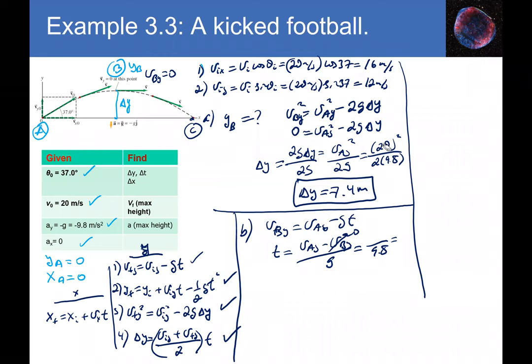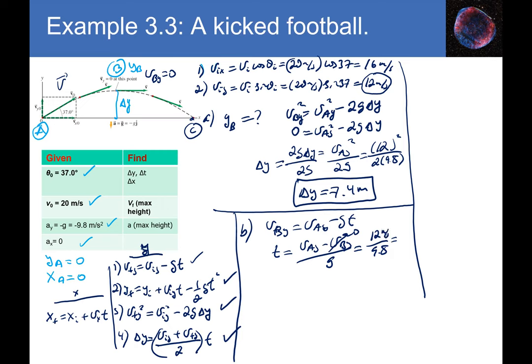I also made a mistake here, I just noticed, because remember, this is vertical velocity, and vertical velocity is 12 meters per second. So I have to write 12 meters per second. See, the 20 here is the velocity vector itself, but in this equation, I'm using the Y component of that velocity, which is 20 sine of 37. That should be 12 meters per second.